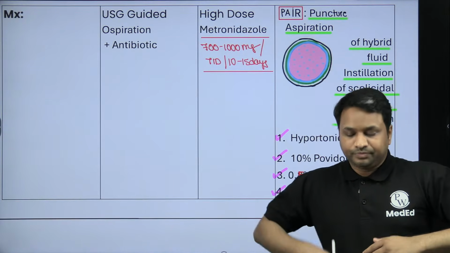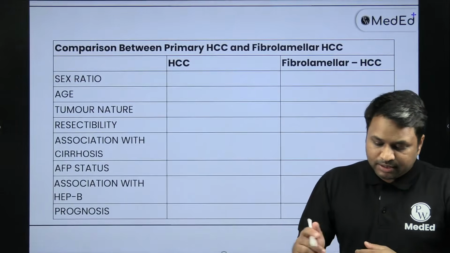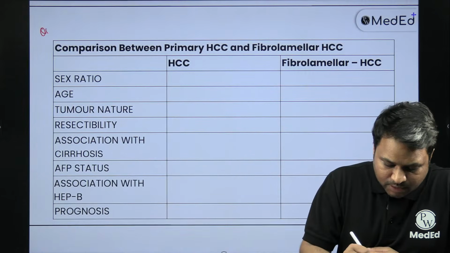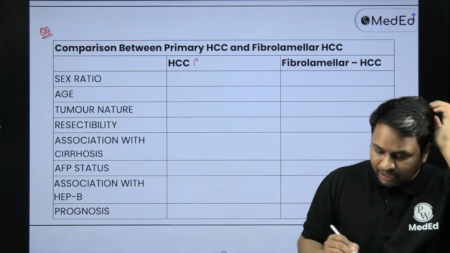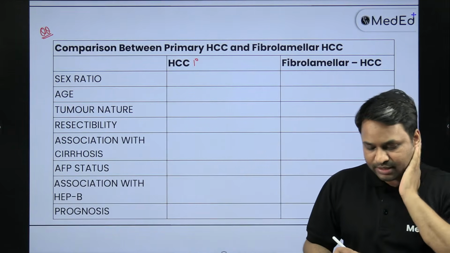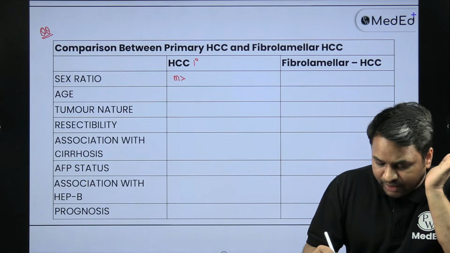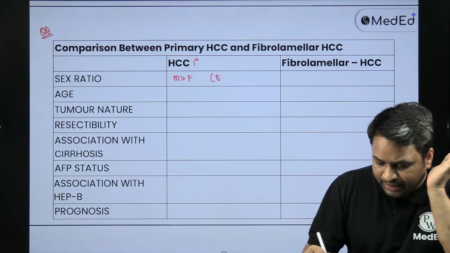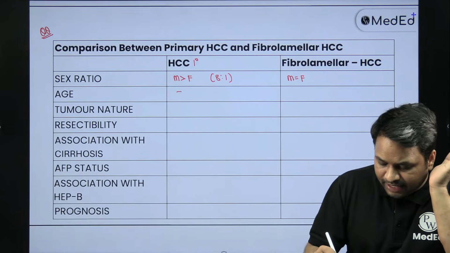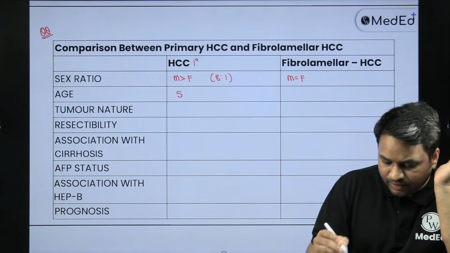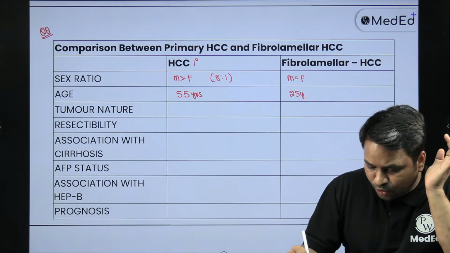All right. So this is in terms of infectious disorders. Now, this was the last session's question, the comparison between primary HCC and the fibrolamellar variant of HCC. In primary HCC, males are more commonly affected than females, the ratio is as high as 8:1. In the fibrolamellar variant, males and females are equally affected. The average age for HCC is 55 years and for the fibrolamellar variant it is around 25 years.